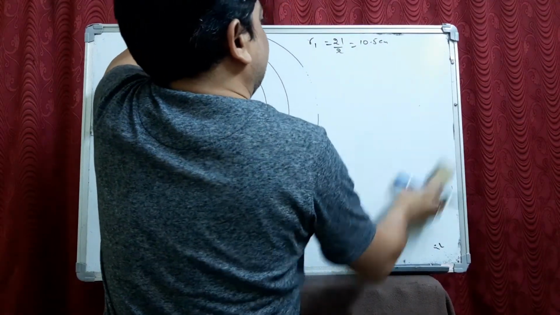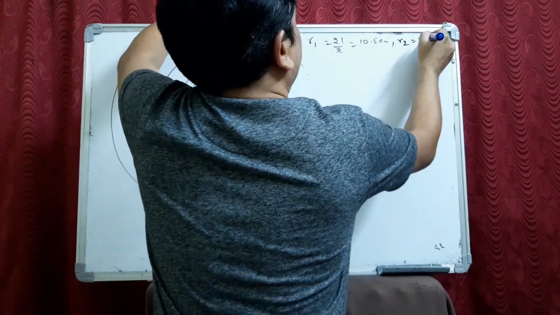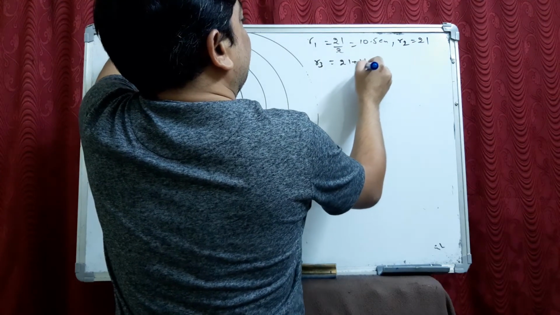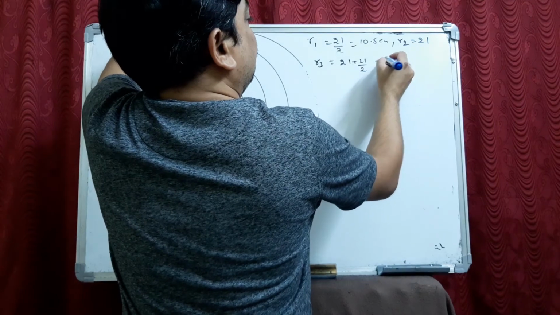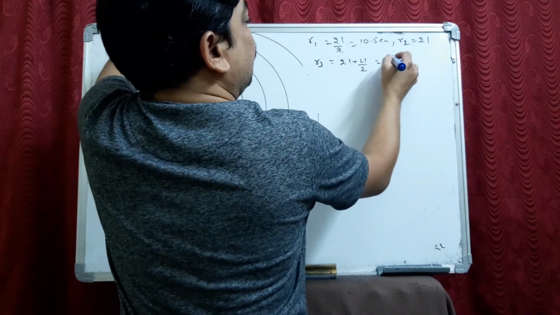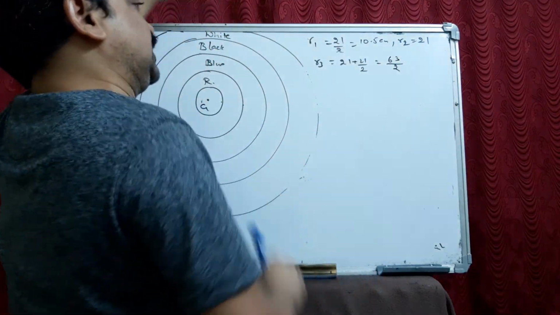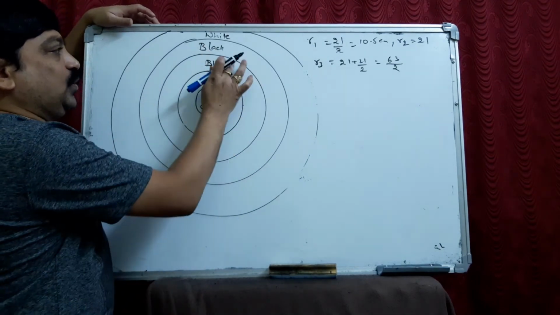Now what is R3? Let us write R2 is equal to 21. R3 will be equal to 21 plus 21 by 2. 21 plus 21 by 2 becomes 2 into 21, 42 plus 21, 63 by 2. Yes. Now to get the blue region, this band, what should we do?